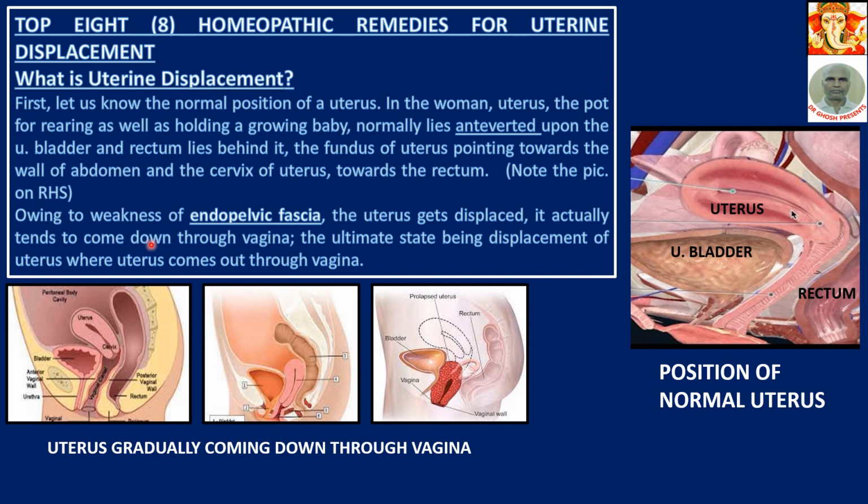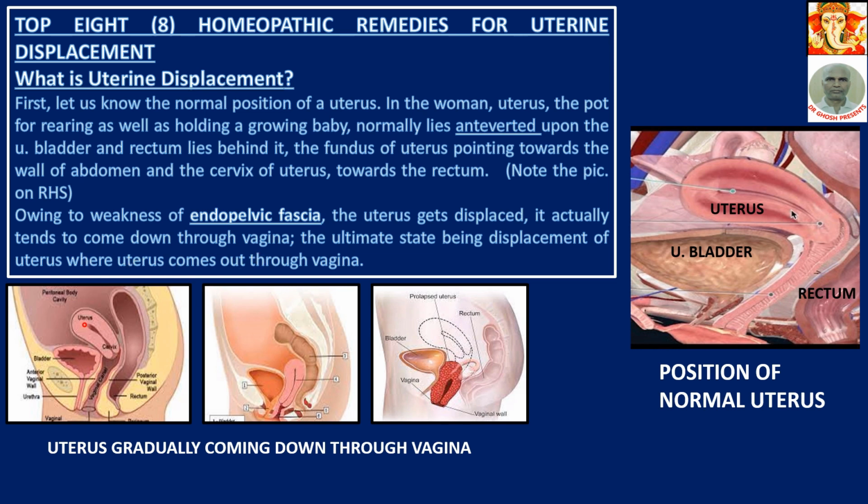Owing to weakness of the endopelvic fascia, the uterus gets displaced. The endopelvic fascia is the organ by which the uterus maintains its position. When this becomes weak, the uterus gets displaced. It actually tends to come down. Displacement, what is displacement? It comes down through the vagina.